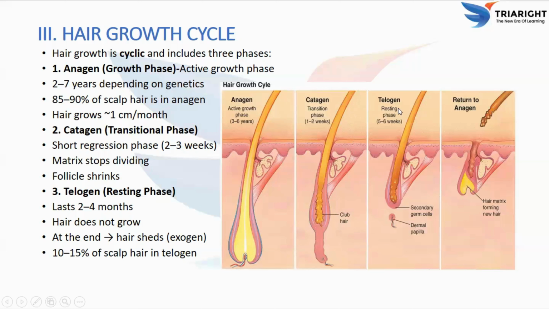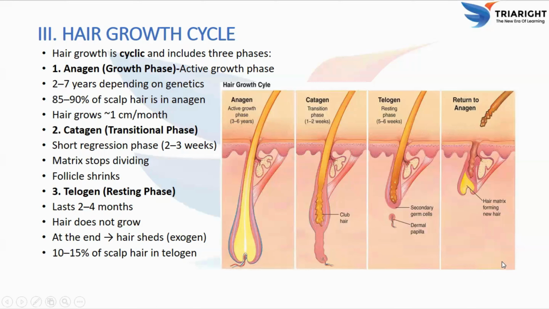So next is telogen phase. It is a resting phase. Hair is not actively growing but stays anchored in the follicle. This lasts about 2 to 4 months. Hair does not grow during this time. At the end of telogen, the hair falls out naturally in a process called exogen. 10 to 15% of scalp hair is normally in the telogen.